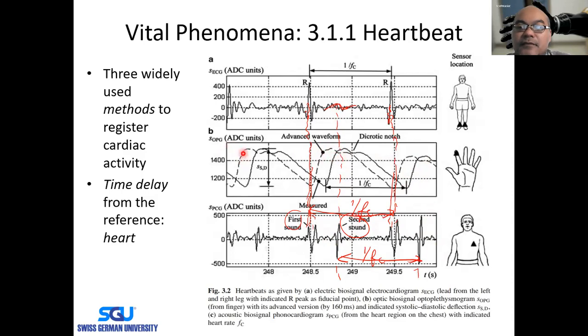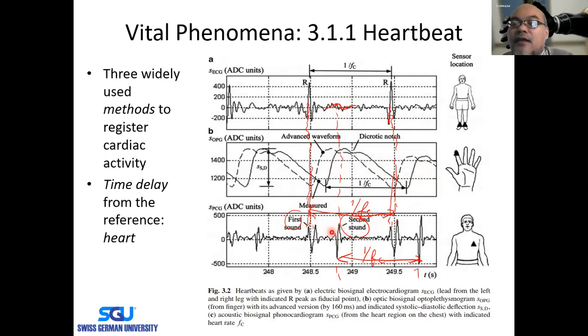Please look at the dashed line. The dashed waveform, the advanced waveform, represents what happens in the heart, because if we look at the solid line, this is what happens at the finger, because of the delay. So this dicrotic notch occurs exactly during the second sound.